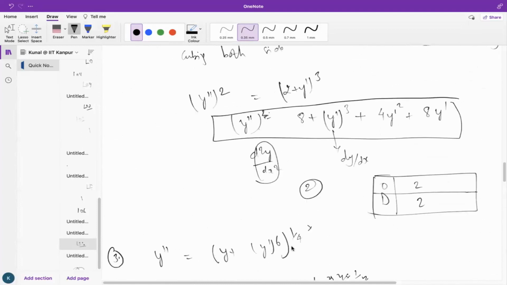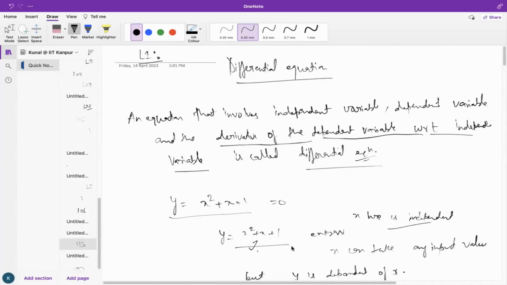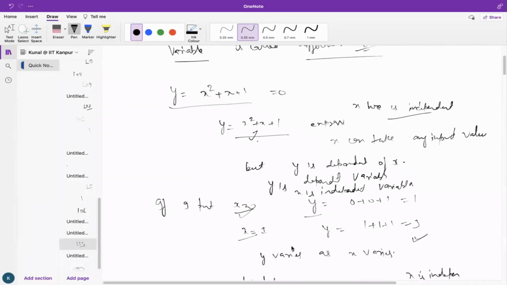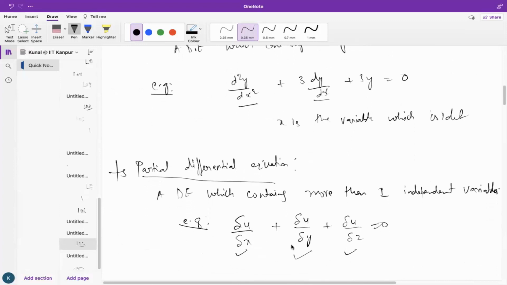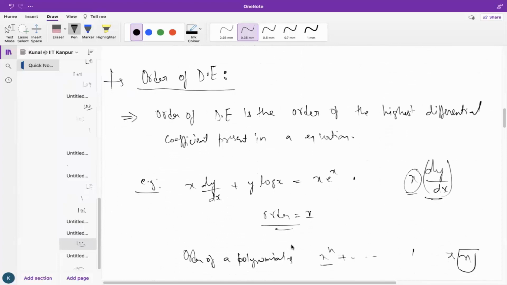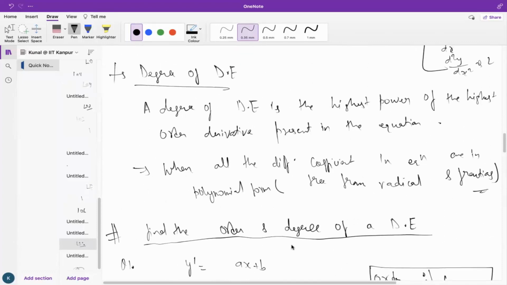So, actually, humne kya kya dekha? Let me recall it first. So humne differential equation jaan gaye, actually hoti kya hai. Then हमने ऑर्डिनरी देख लिया जिसमें बस एक इंडिपेंडेंट वेरिएबल हो, पार्शियली डिफरेंशियल जिसके हमने एग्जांपल दिए थे. श्रोडिंगर इक्वेशन is the example of partially differential equation, which has more than one independent variable. Then फिर हमने order of differential equation देखा, which is actually the order of the highest differential coefficient. फिर हमने degree देखा, highest power on the highest derivative जो भी present है उस पे.